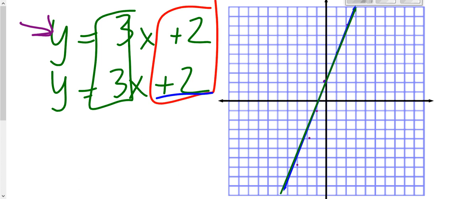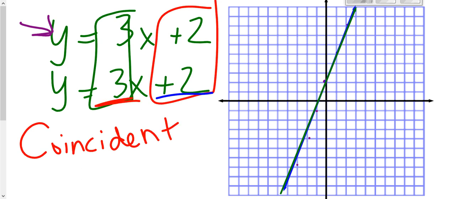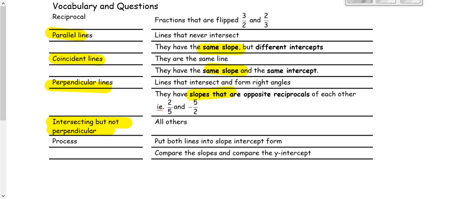Okay? You can't even see my blue line anymore because I graphed the green line right on top of it. They create the same line. These are coincident lines, or sometimes we say coinciding. When they have the same slope and the same y-intercept, that makes them coincident. And I believe I have that on your vocabulary part. They are the same line. They have the same slope and the same y-intercept, versus parallel lines have different y-intercepts. So don't get those confused.